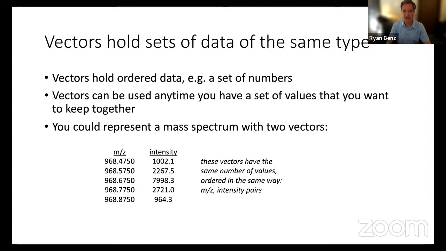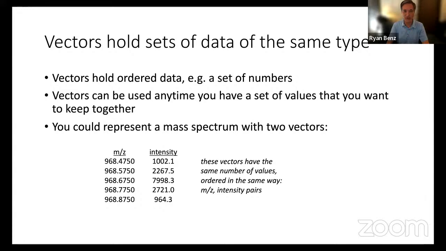So for example, a number is a kind of data type. A word is another kind of data type. And so with vectors, you're going to hold data together that are all of the same type. Let me give you an example that you're probably familiar with from working with mass spectrometry data. In mass spec data, we often look at M/Z values in a mass spectra as well as intensities. And there is an order to these things, and there is a relationship between these things.